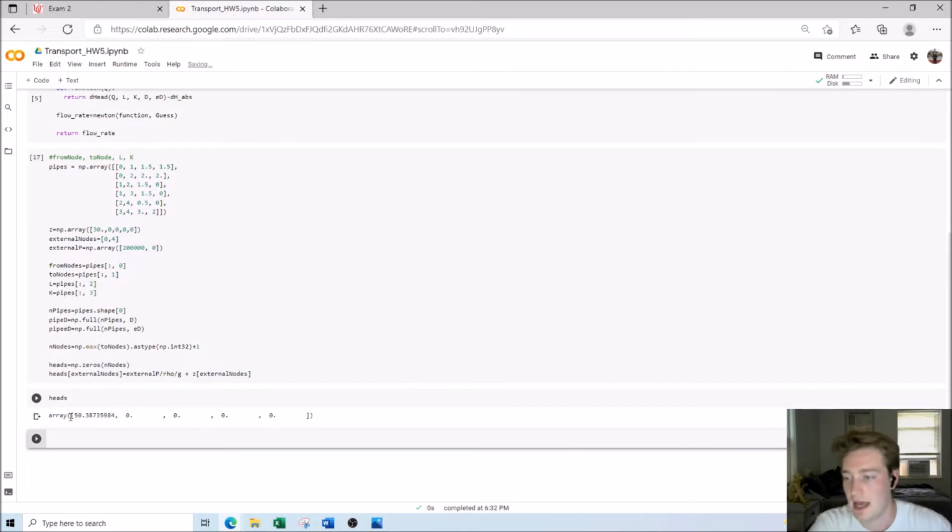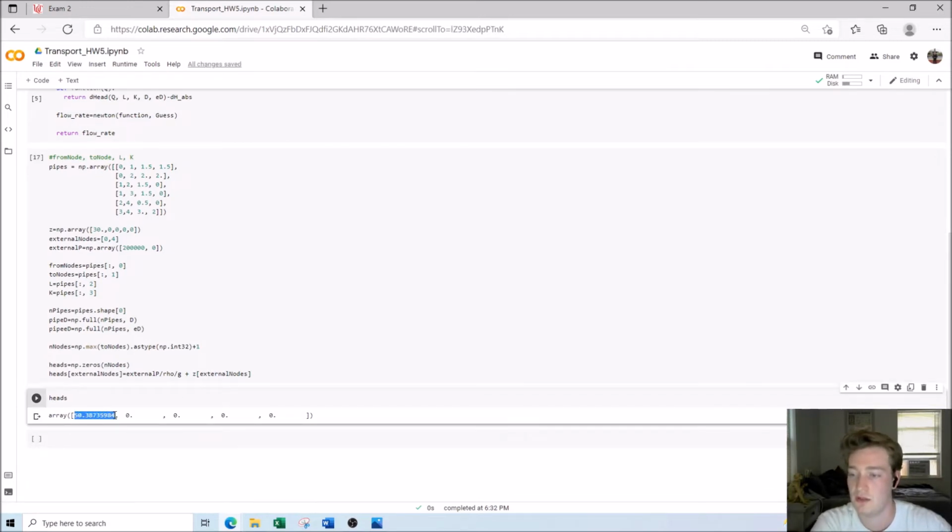So now if we look at heads, there we go. So we calculated the value for the head at node 0, and we also calculated the value for the head at node 4, even though it is a value of 0. So what we want to do eventually is calculate the head values for the internal nodes, nodes 1, 2, and 3, and we will use those values to calculate flow rates.